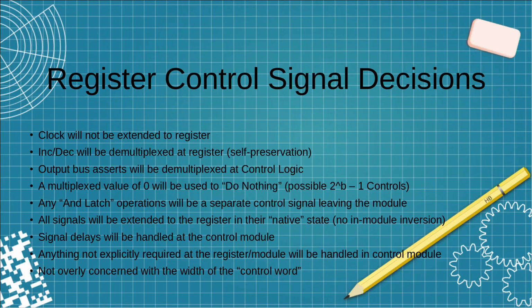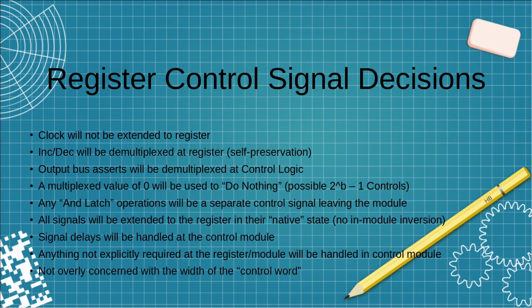Any signal that includes an AND latch, and specifically in the registers, but may have other modules that have that, those operations will be in a separate control signal leaving the control module. It is not going to be handled and decoded in the register itself. This means that I have the ability to handle this in firmware, as opposed to having it hard-coded and decoded in the hardware logic, which A, gives me more flexibility, and B, reduces the number of gates I have to pass through to get the signal to the actual control, and therefore should be faster.